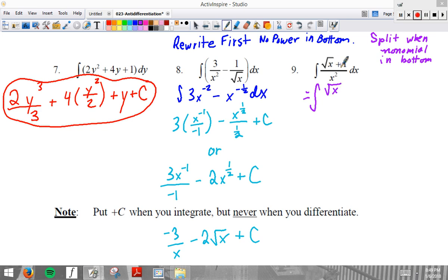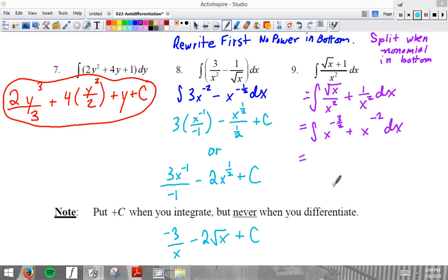This means divide out first. So I'm going to write it out. I divide both, not just one of them, divide both by x squared. And now no powers in the bottom. Power to the 1/2 minus power to the 2: x to the 1/2 minus 2, that's negative 3/2 power. No exponents in the bottom, like that.